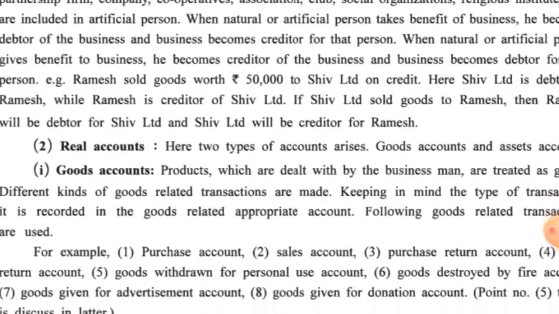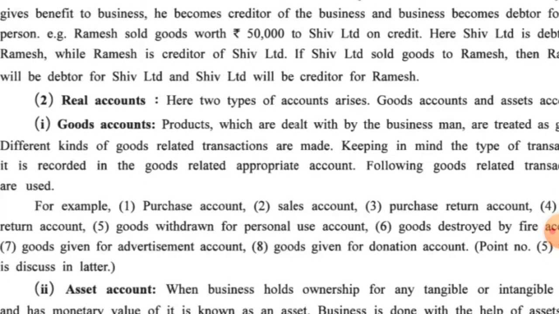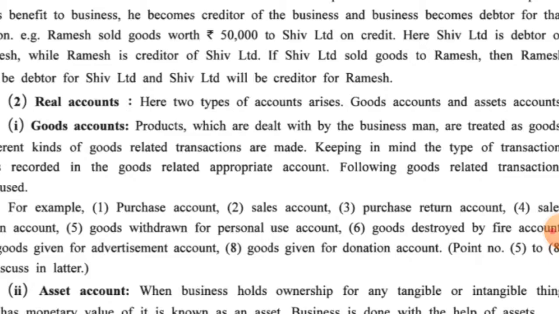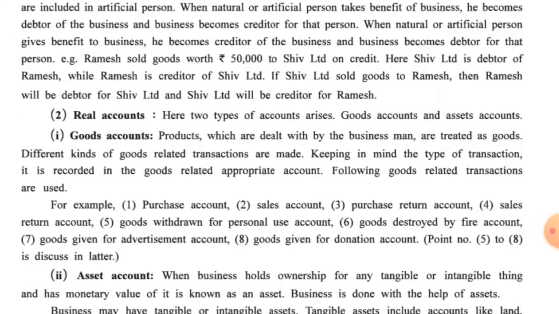The following goods related accounts are used, for example, purchase account, sales account, purchase return account, sales return account, and goods withdrawn for personal use account. It means any of the goods that we are withdrawing from the firm for our personal use are called goods withdrawn for personal use. Goods destroyed by fire: if, due to any unforeseen situation, a fire has occurred in the godown of the business and the goods have been destroyed by fire, then all that type of transactions are called goods destroyed by fire account.